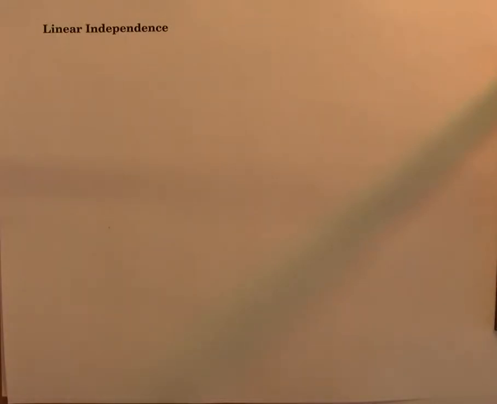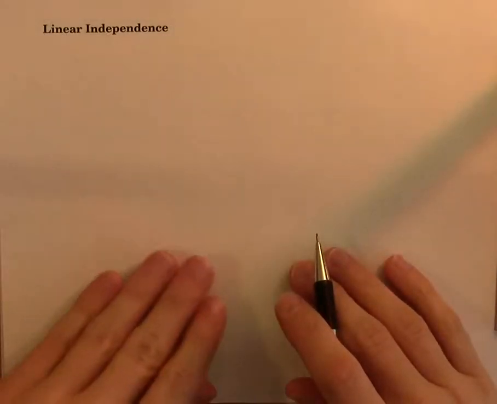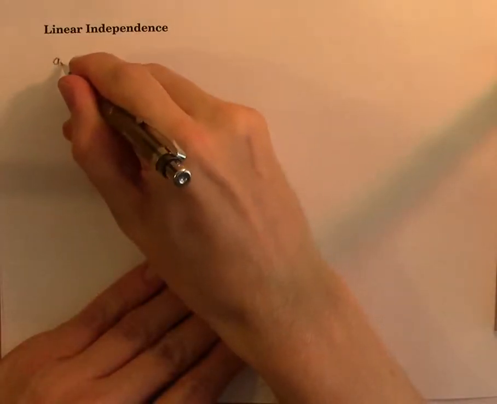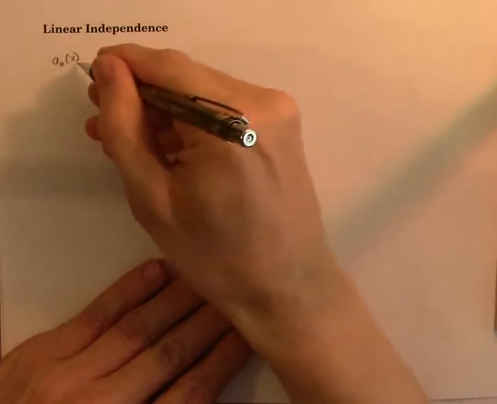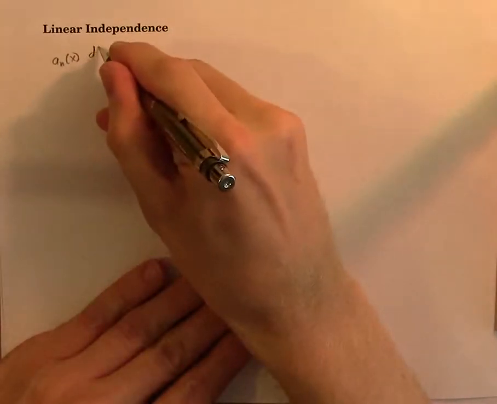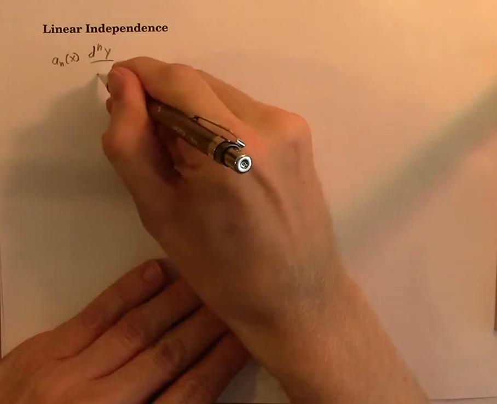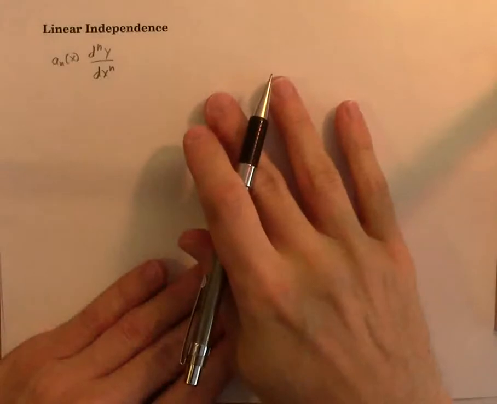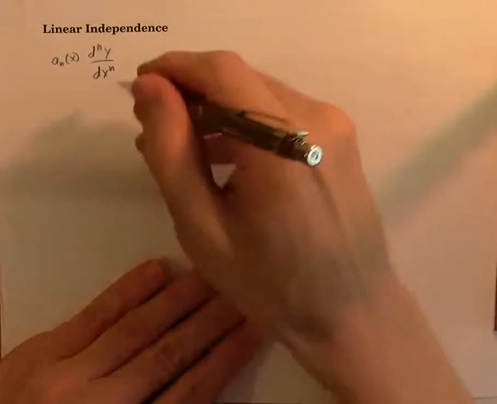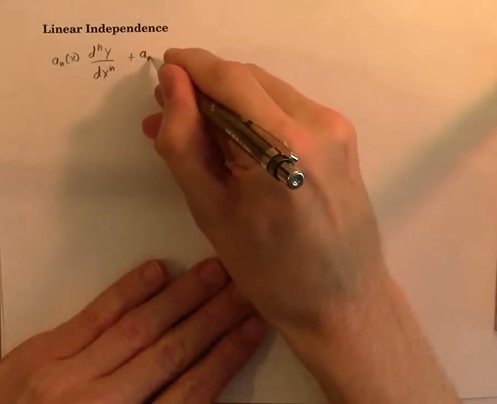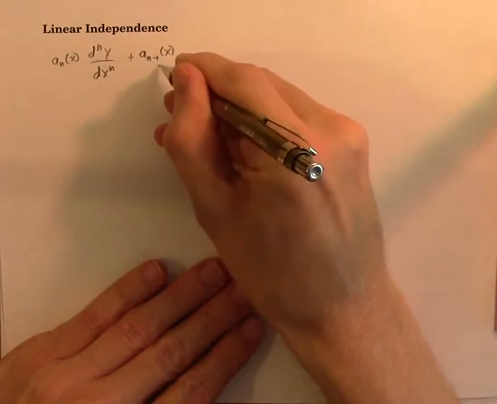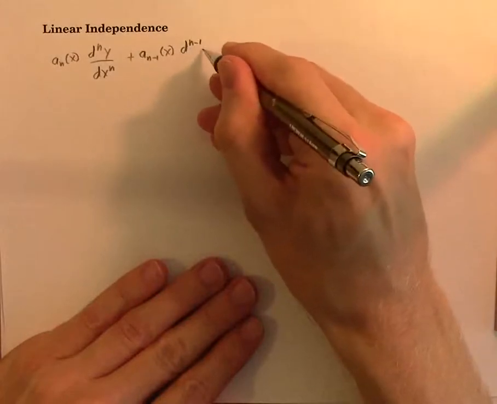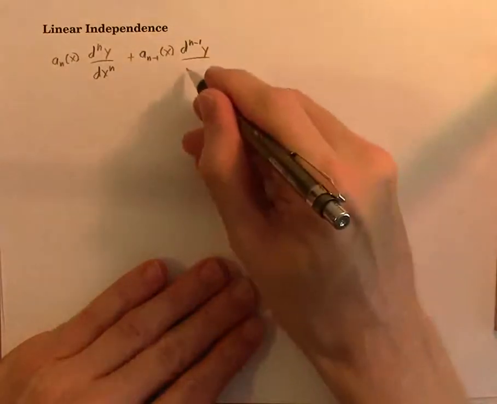In this lesson, we'll once again look at linear differential equations. So let's just recall what those are. Let's begin with a function of x, which I'll label as a sub n of x, multiplied by the nth derivative of some function y with respect to x. And then in our differential equation, we can include lower order derivatives. So suppose we have another function of x, a sub n minus 1 of x, multiplied by the n minus 1 derivative of y with respect to x.